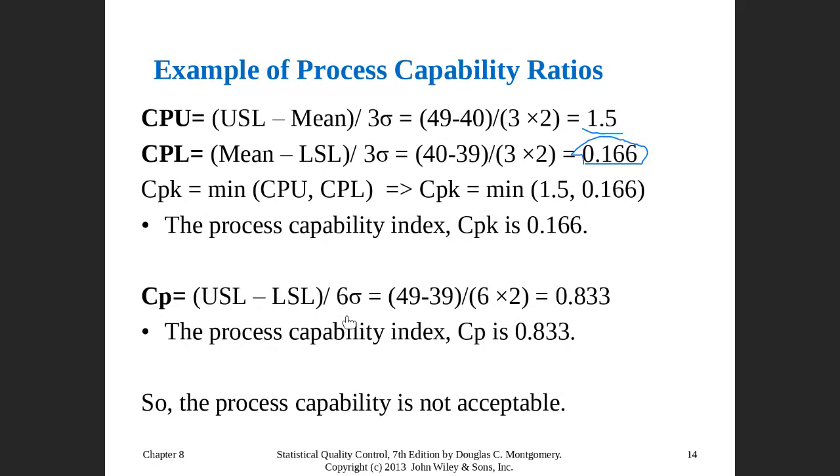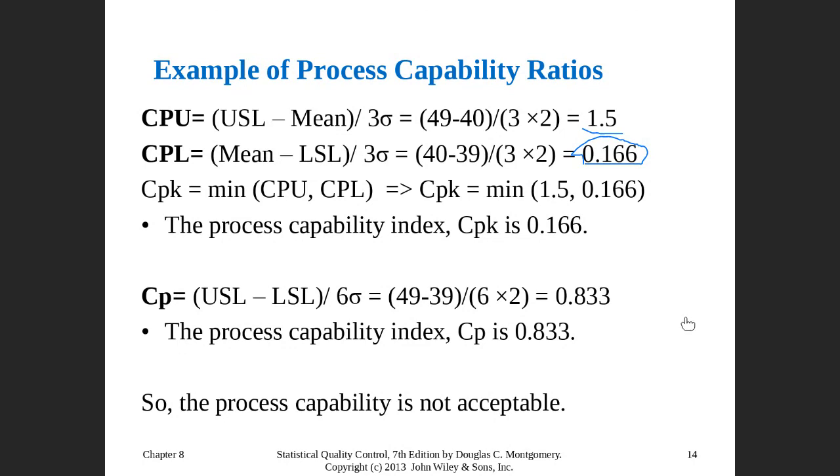And the CP, as we said earlier, is easy. It is just 10 divided by 12. The 6 is from the formula, and the standard deviation is equal to 2. The 49 and 39 are the upper and lower specification limits, and it is 0.833.